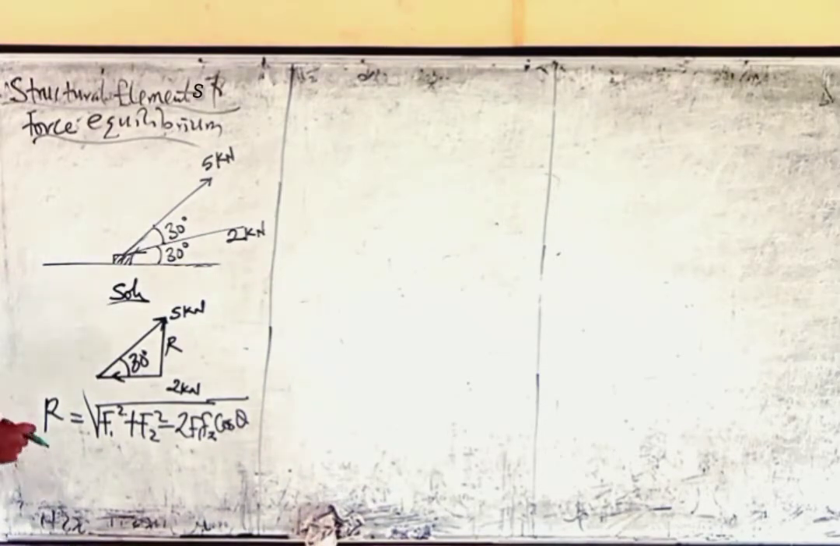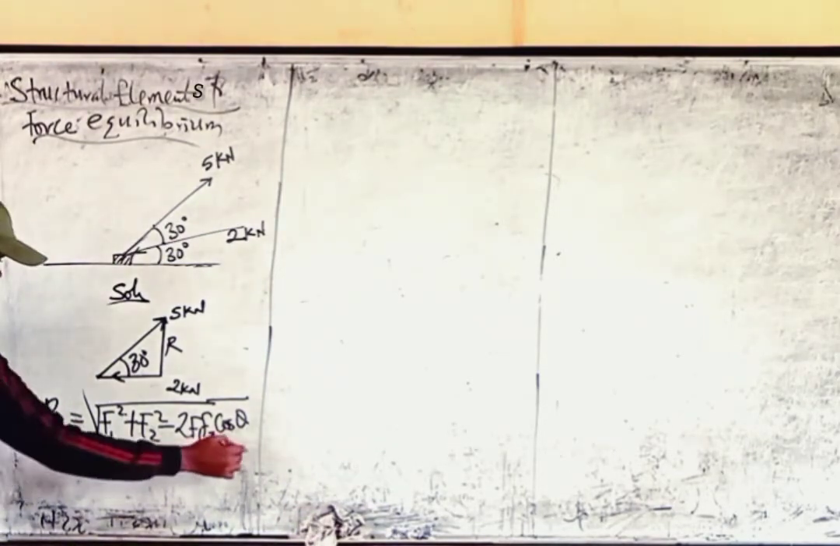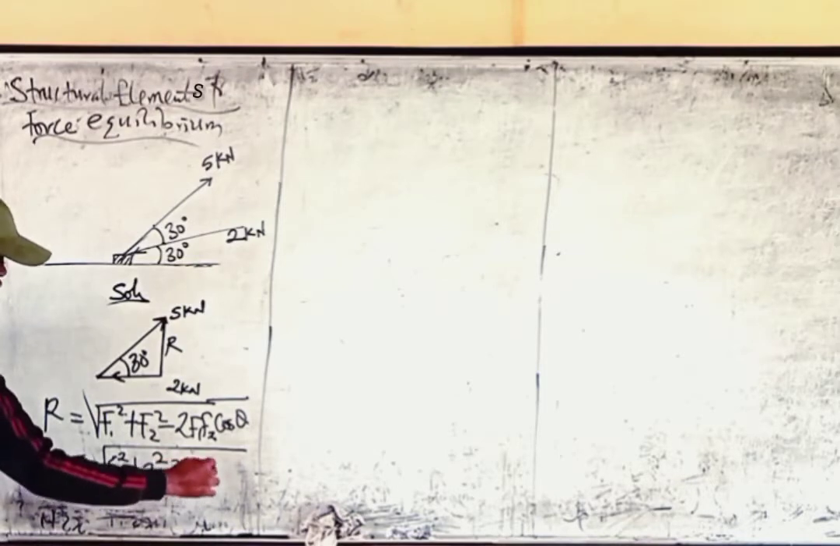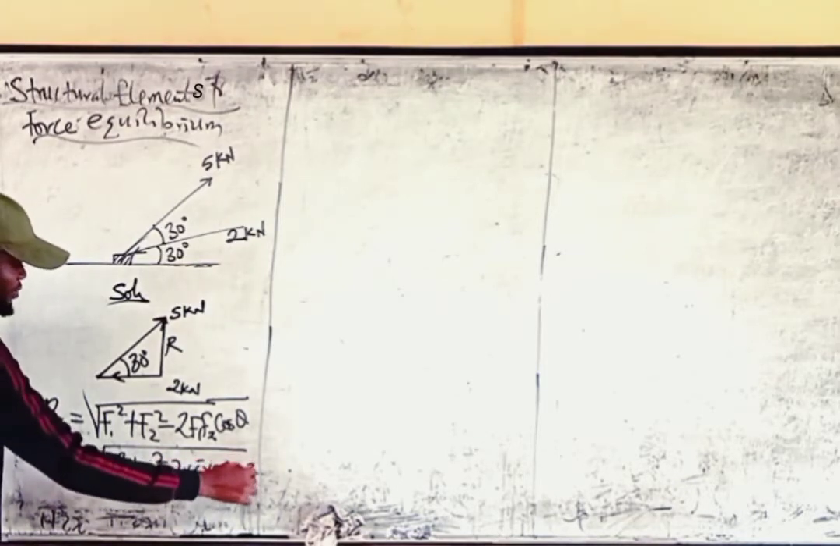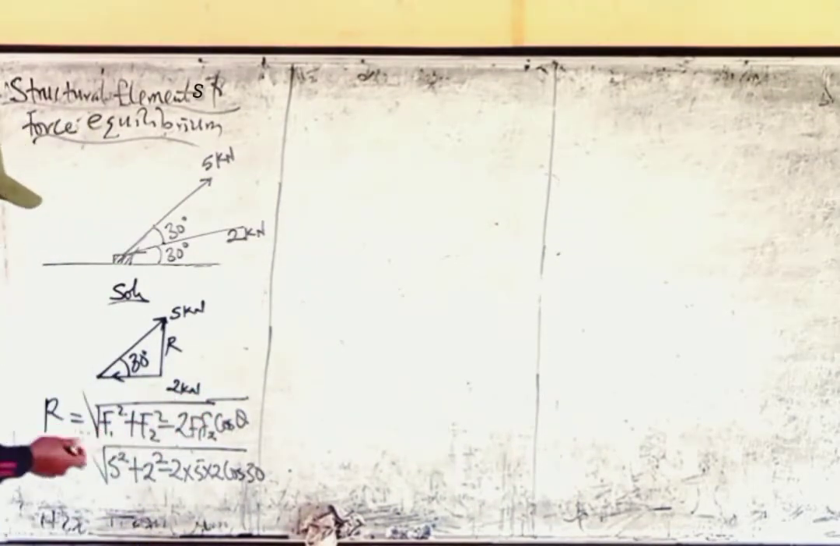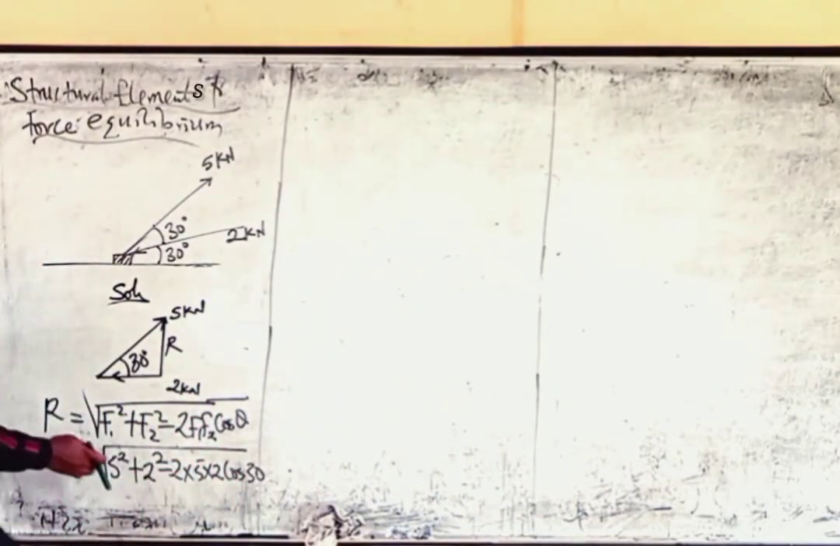So what is the value of the first force? The first one is 5 squared. The second one is 2 squared, minus 2 times 5 times 2 cos, what is the angle between them? 30. So if we do this with our calculator, 5 squared is 25, 2 squared is 4. But let's run it with our calculator.